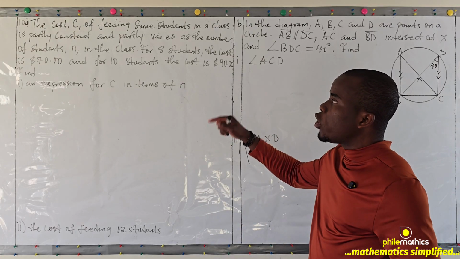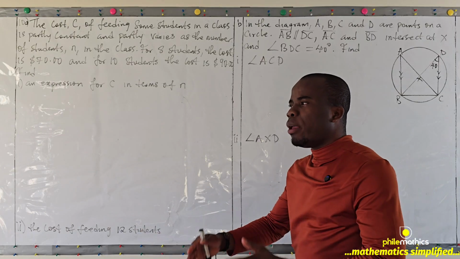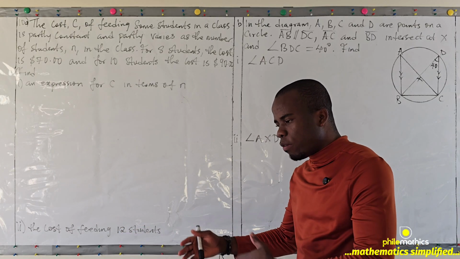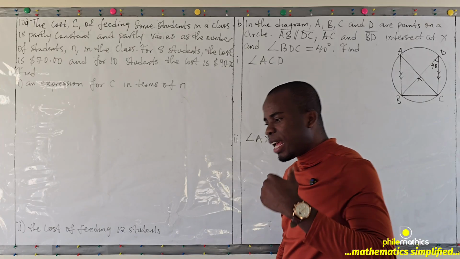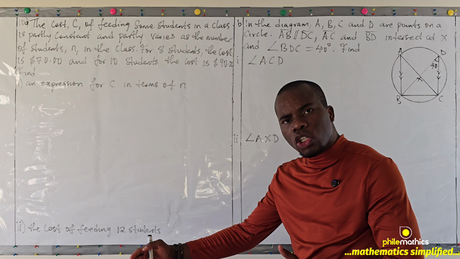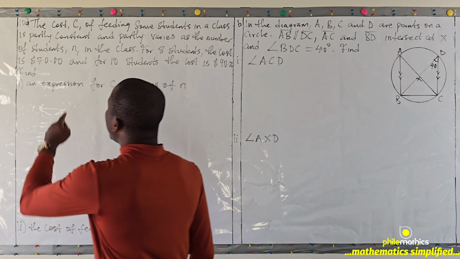So for you to solve this problem, you should know how to represent a partial variation. We have 4 types of variation. We have the direct variation, the inverse variation, the joint variation, and the partial variation. And so how do we represent this?